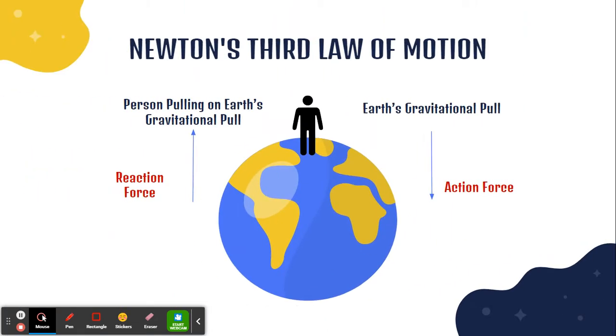Before we get into our examples, let's start off easy with Newton's third law. You probably have experienced Earth's gravitational pull. What you might not realize is that you're also pulling up on the Earth. This is an example of Newton's third law. For example, if the Earth is pulling down on the person with a gravitational force of 100 newtons, you're also pulling up on the Earth with a force of 100 newtons.